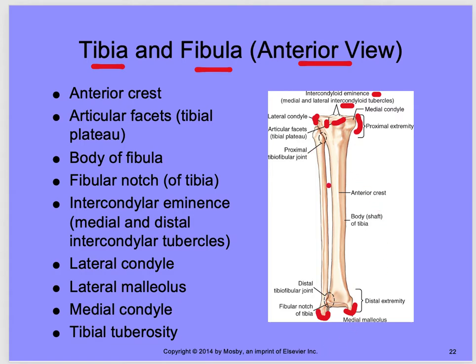Sorry, that's not your tibial tuberosity. So tibial tuberosity, you have your proximal extremity, distal. Let's see, we will find the tibial tuberosity as we go along here, okay?